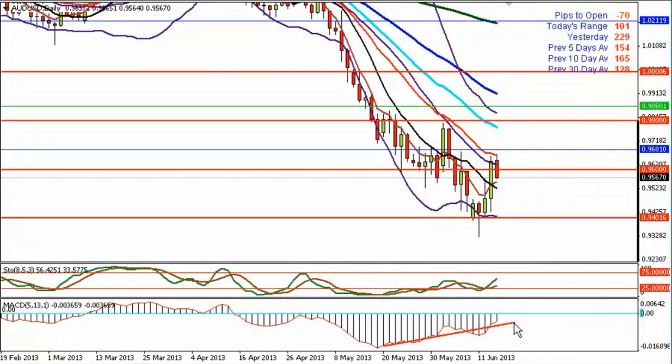There was MACD divergence on here, where if you knew price has clearly been coming down and over the same period of time MACD's been going up, that's a clue that price could be on for a run back up. And stochastics again are just testing this 25 line, suggesting a move back up.